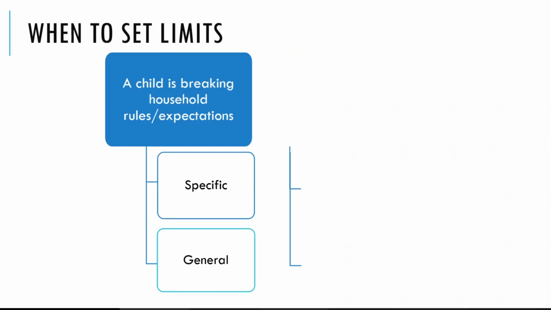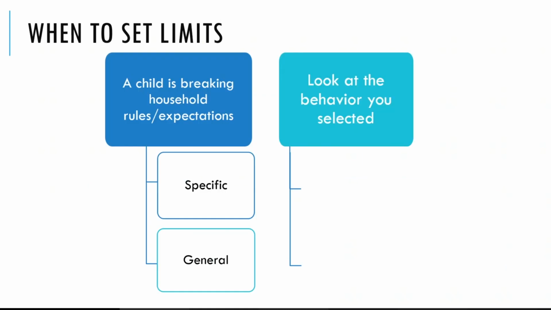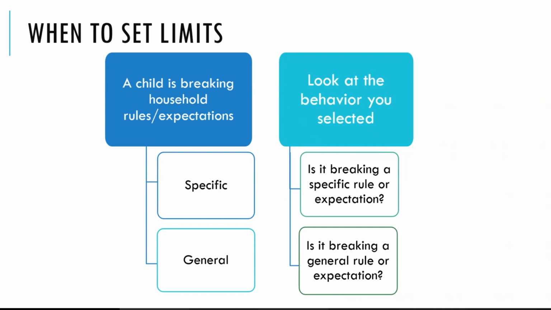Okay? So everyone should be able to identify when a specific rule is broken. When they are general rules, they are harder to determine and may be enforced less consistently. So a child is breaking a household rule. If it's very specific, they understand what the consequence will be. If it's general, it's a touch and go situation.